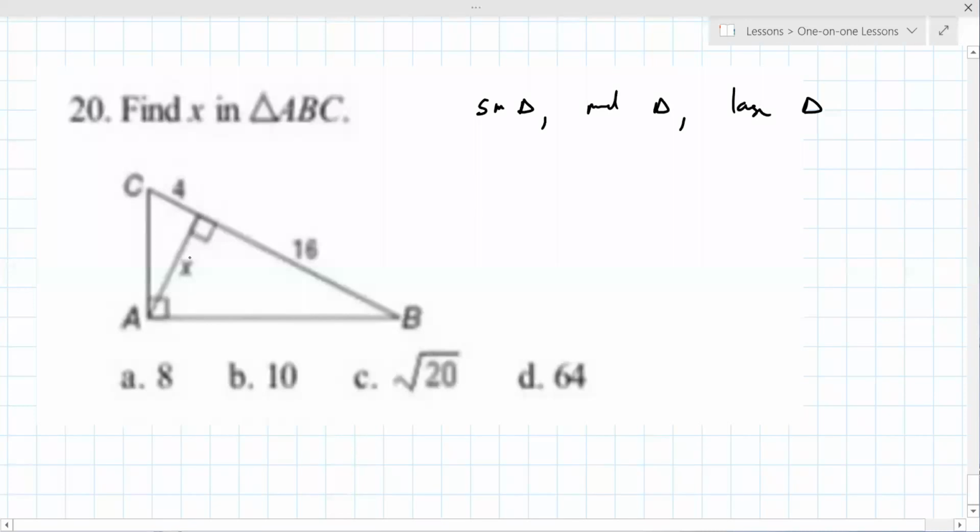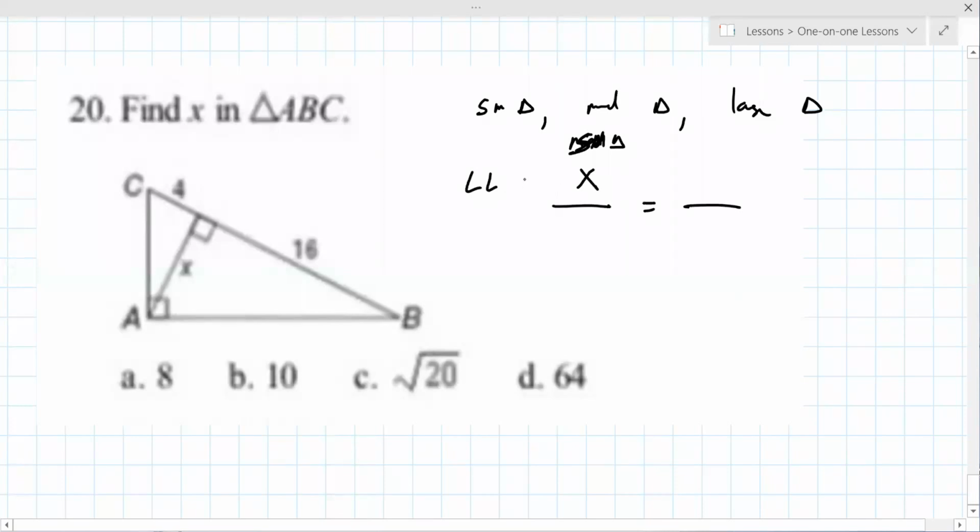X is 2 things. It's the short leg of the medium triangle, and it's the long leg of the small triangle. So what you generally do is you put x in the top left position, and I'm just going to call it the long leg of the medium triangle. I'm sorry, it's not. It's the long leg of the small triangle. Sorry, I wrote that wrong.